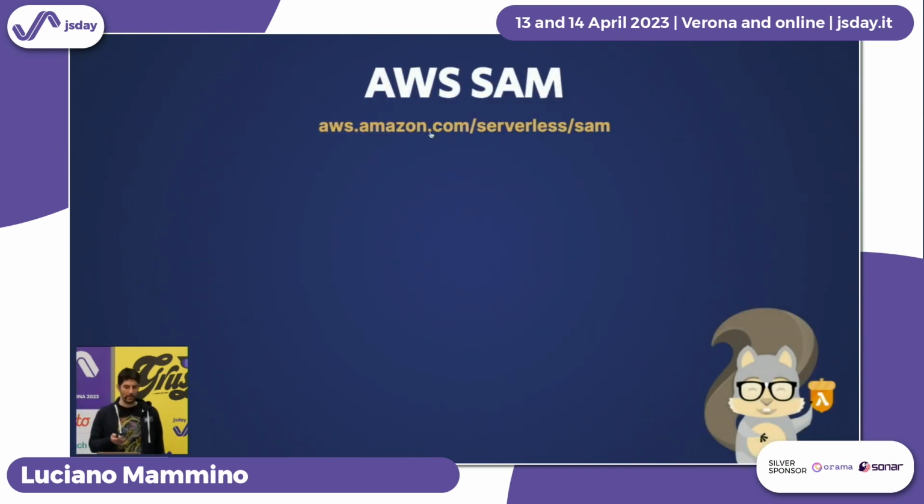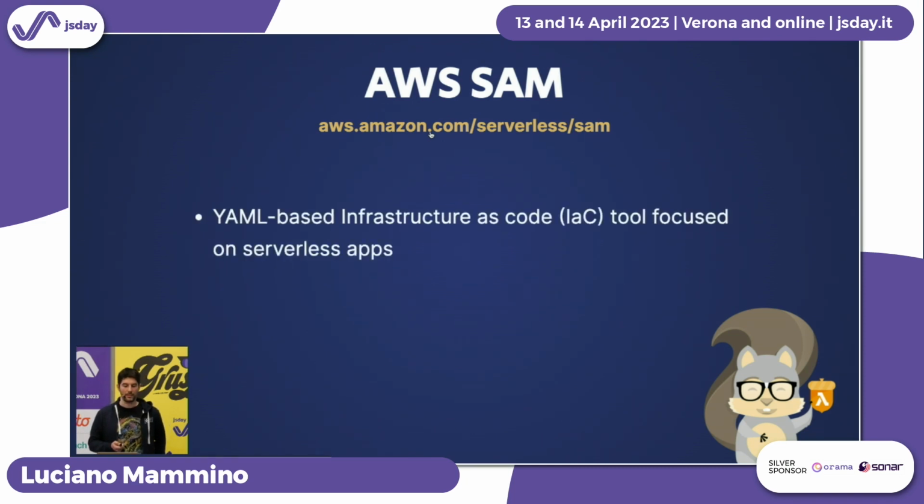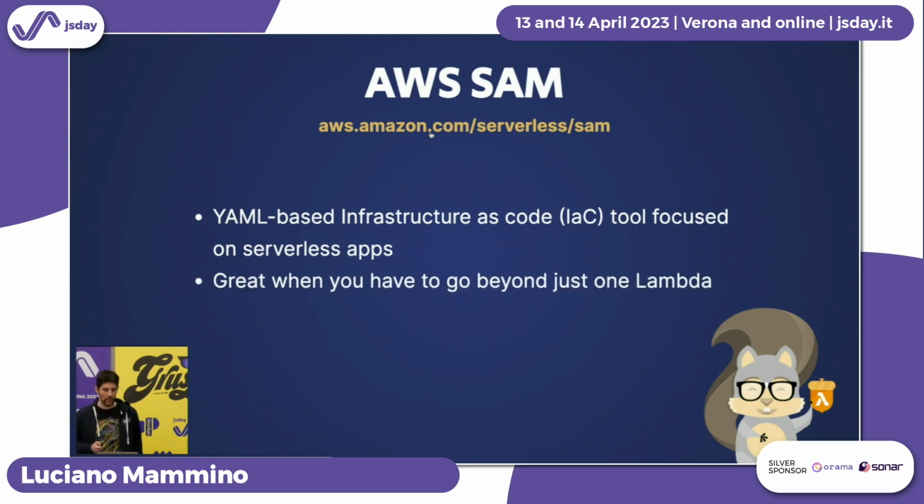The reason why I picked SAM in this particular talk is because SAM is a YAML-based infrastructure as code tool, which is specifically focused on making it a little bit easier to define infrastructure as code for serverless applications. It's a great tool when you want to go beyond just one Lambda. Maybe you have to provision an S3 bucket, maybe you want to use DynamoDB, maybe you want to create specific roles that connect everything together and give the right permissions. You can define all of these things in this YAML document, and then you can deploy from that YAML document rather than clicking in 100 different places in the AWS console.